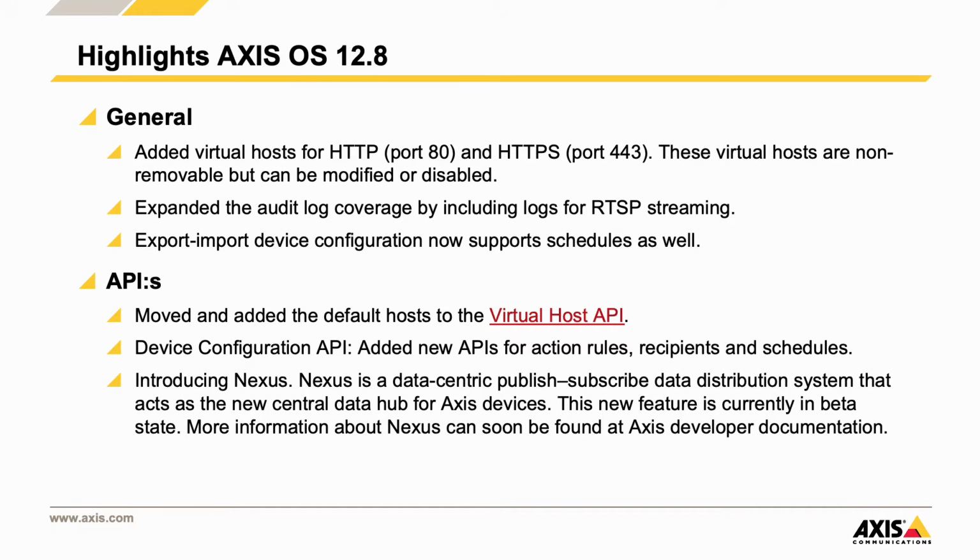In AccessOS 12.8, we are significantly expanding our device configuration APIs. Key additions include default hosts in virtual host API, new APIs for event rules, recipients, and schedules. These new APIs enhance the flexibility and functionality of our device configurations.